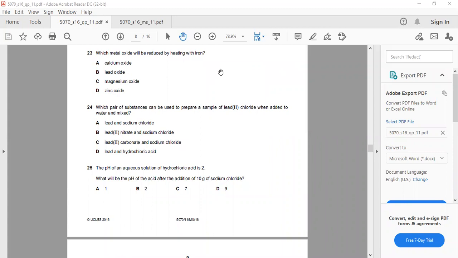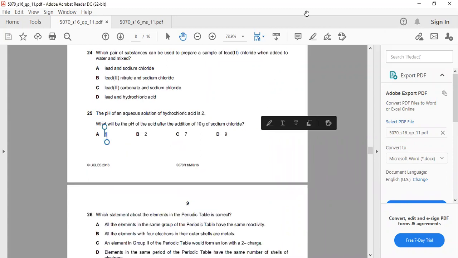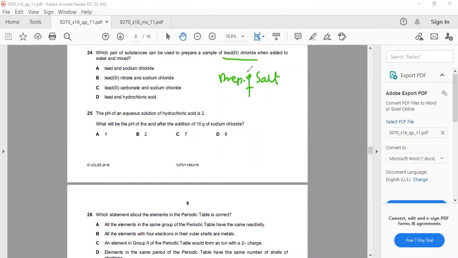Which pair of substances is used to prepare lead chloride? First thing you should see, it's about salt preparation. Most of the students are very weak in this because they don't memorize the solubility of salts. It is an insoluble salt. Insoluble salts are prepared in your syllabus from two soluble solutions. A is wrong because it's a metal. You need two soluble solutions of compounds.